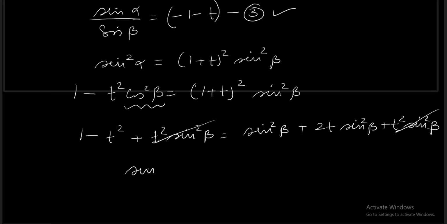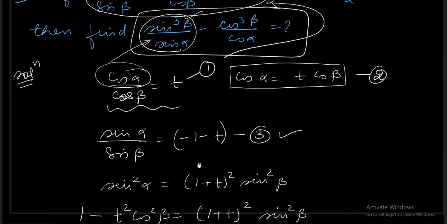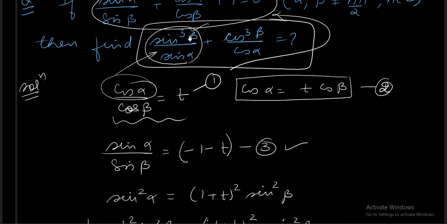And now if I solve it for sin square beta, what actually we are getting is 1 minus t square upon 1 plus 2t. ठीक है, इसका नाम मैंने रख दिया 4. So I got the value of sin square beta. This is what I was looking for. Why I was looking for this value? Because I wanted to write this first term in terms of t.